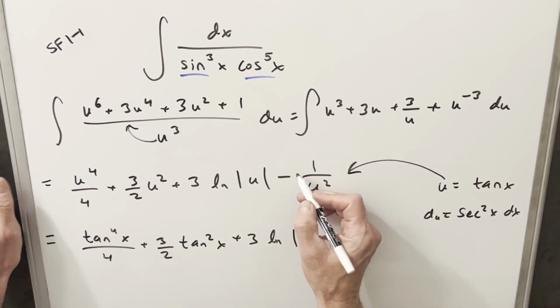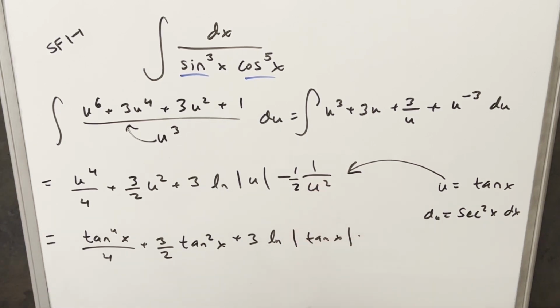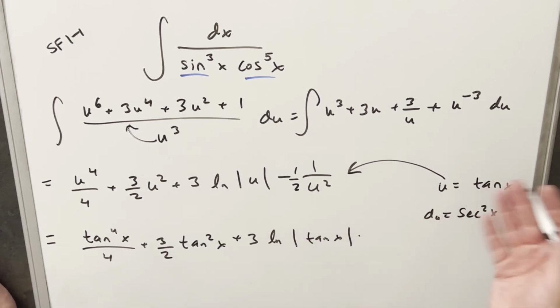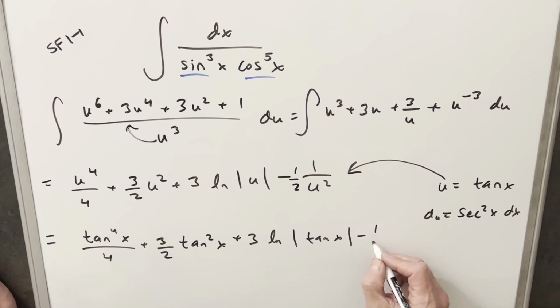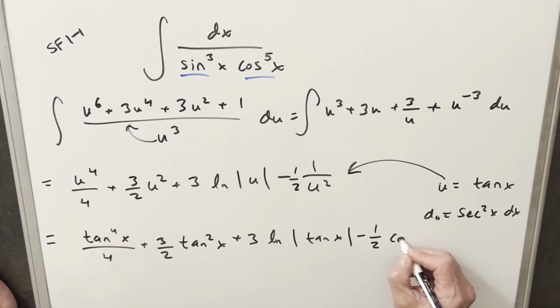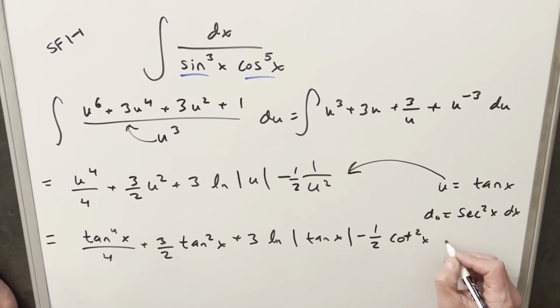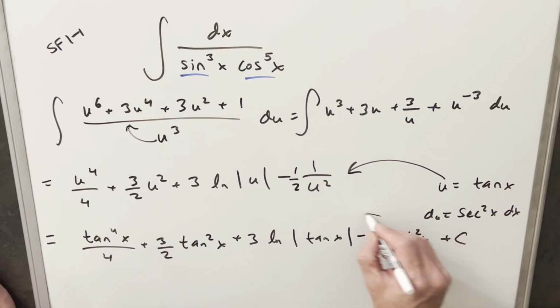Oh, sorry, I should actually have a 1/2 in front here, or a 2 in the denominator. And again, because we have 1 over u and u is tangent, that's going to be the same thing as the reciprocal, or cotangent. So I'm going to write this as minus 1/2 cotangent squared of x plus c. Circle it, and we're done.